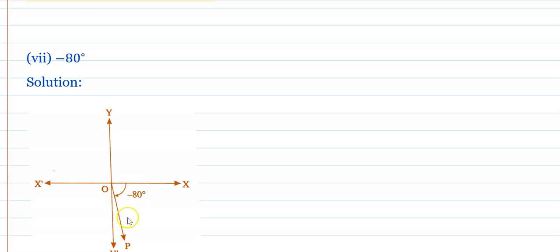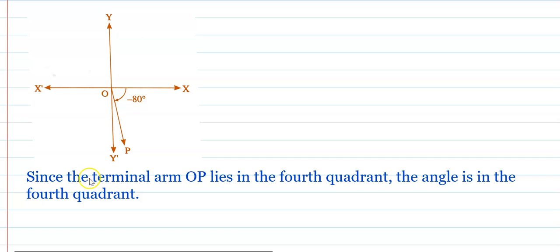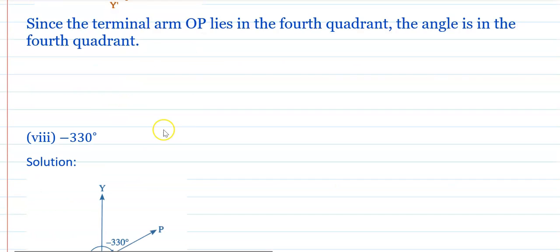The terminal ray lies in the fourth quadrant. Since the terminal arm OP lies in the fourth quadrant, the angle is in the fourth quadrant. As the measure of angle is minus, we will measure in a clockwise sense from the positive direction of the x-axis, that is from OX, the initial ray, and OP is the terminal ray.